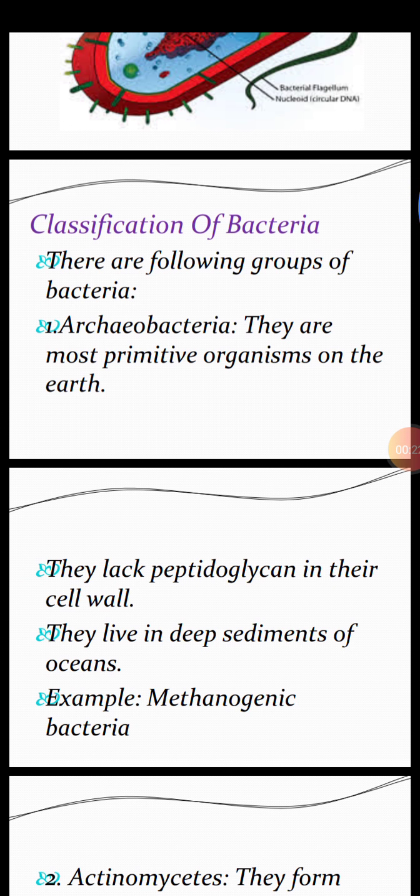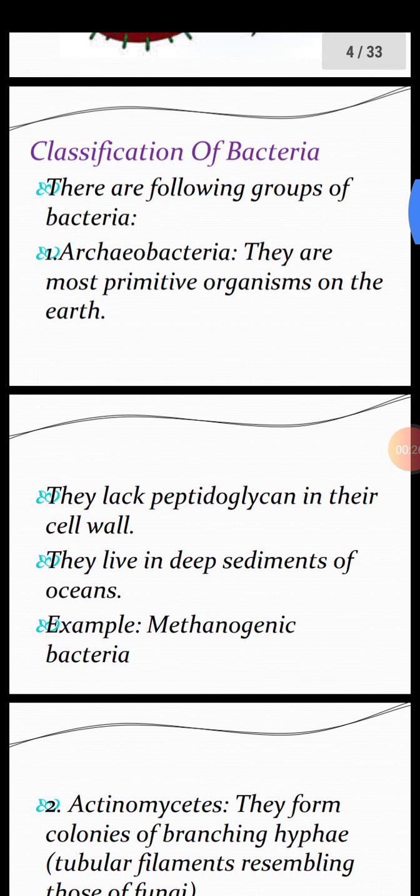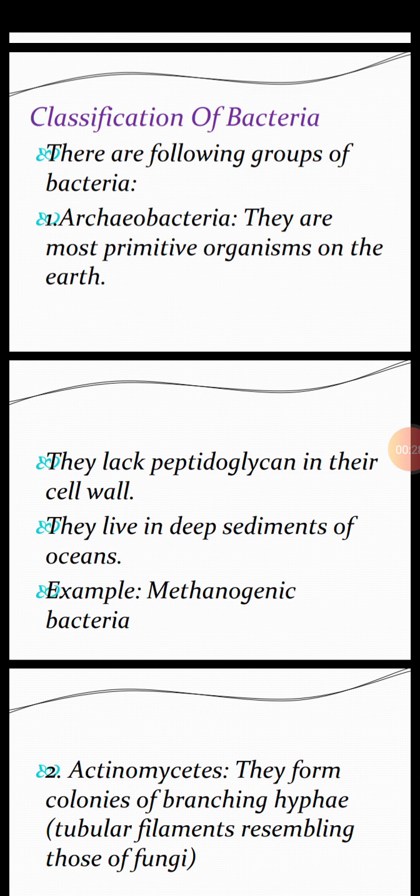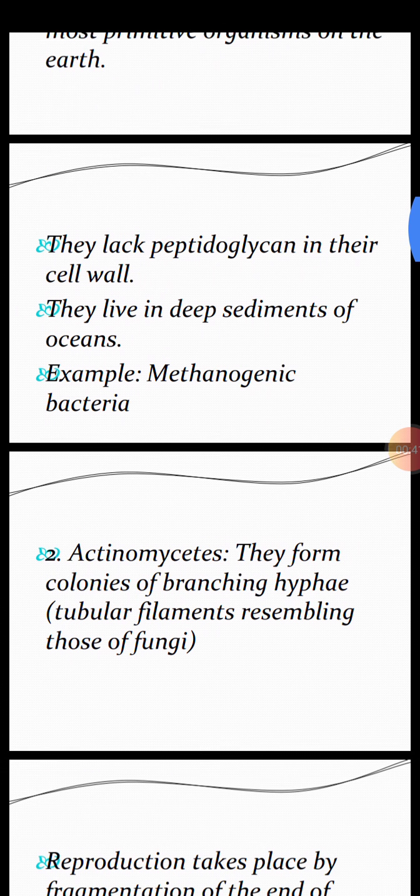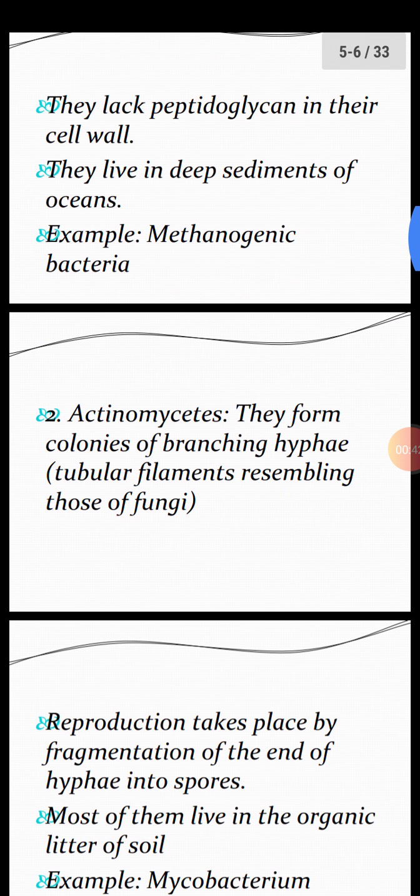Number 1, Archaebacteria. They are the most primitive, old organisms on earth. They lack peptidoglycan in their cell wall. They live in deep sediments of oceans. That is, their occurrence and location is discussed. Examples are methanogenic bacteria.